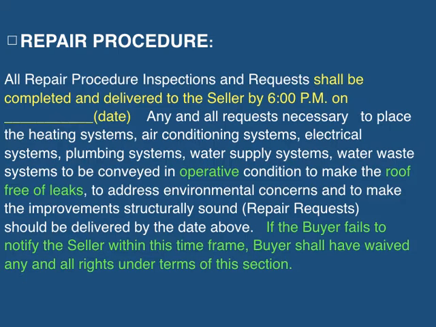Let's go back and talk about these repairs that we can expect the seller to take care of. It's important that you realize they're saying that these items, the air conditioning, the heating system, electrical system, plumbing systems, water supply systems, waterway systems, are to be conveyed in operative condition. They don't have to be new. They don't have to be really good. They just have to be operating. And your buyer needs to be aware that that's all the seller has to provide.